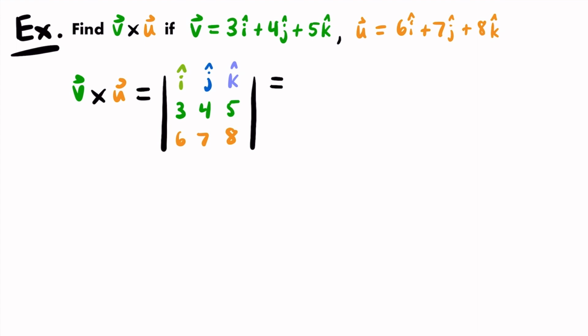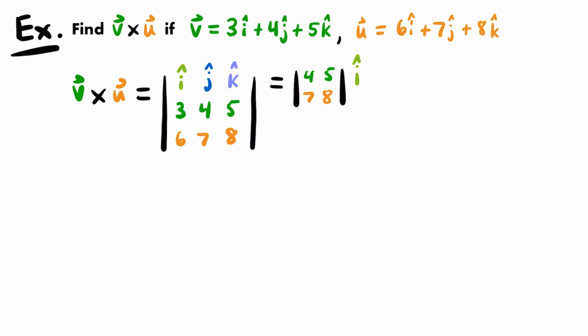What we want to do is temporarily cover up or cross out the row and the column that vector i is located in, and then the remaining four values are going to make up the 2x2 matrix that we will then calculate the determinant of, which will be multiplied by vector i. Here's what that will look like. We're going to have a 2x2 matrix involving those four values: 4 and 5 and 7 and 8, and that is going to be multiplied by vector i.